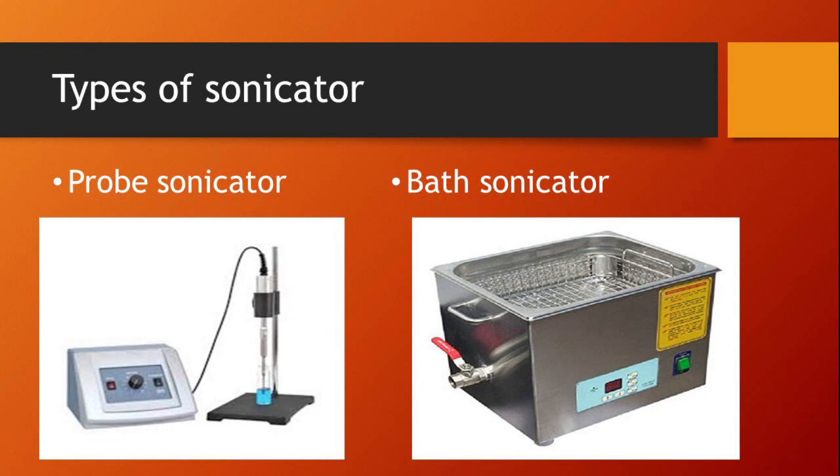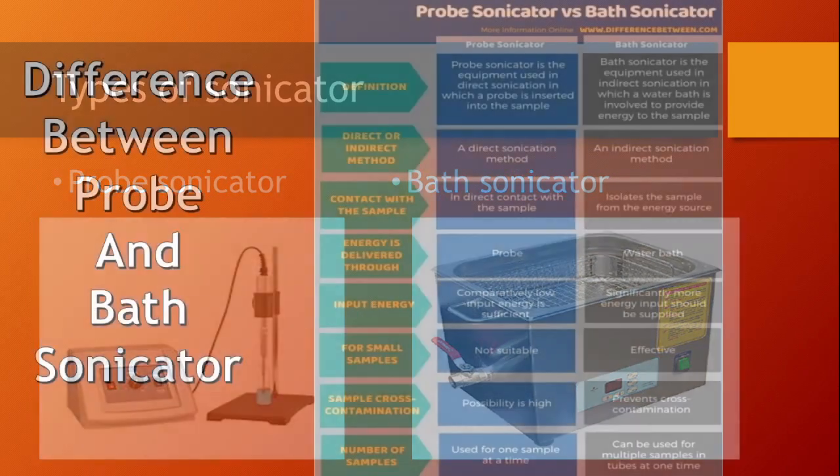This diagram is showing you two types of sonicator, the probe sonicator and the bath sonicator. The probe sonicator is a type of direct sonication method, and the bath sonicator is a type of indirect sonication method. In this case, as is clearly visible, the probe is in direct contact with the sample. In the case of the bath sonicator, the probe is in contact with water present in the water bath, and samples are put into the water bath, and ultrasonic waves travel from the probe via water to the samples.